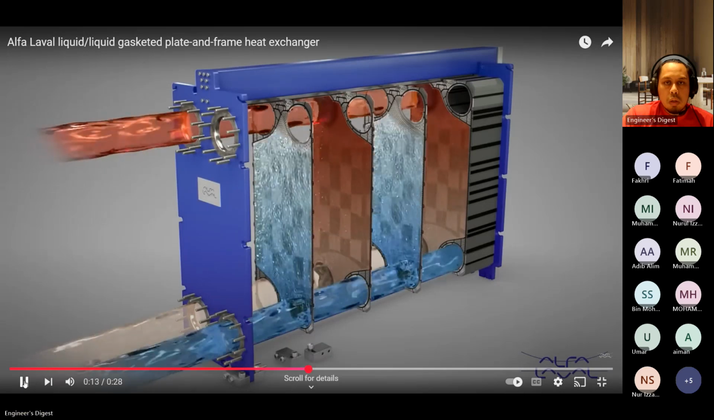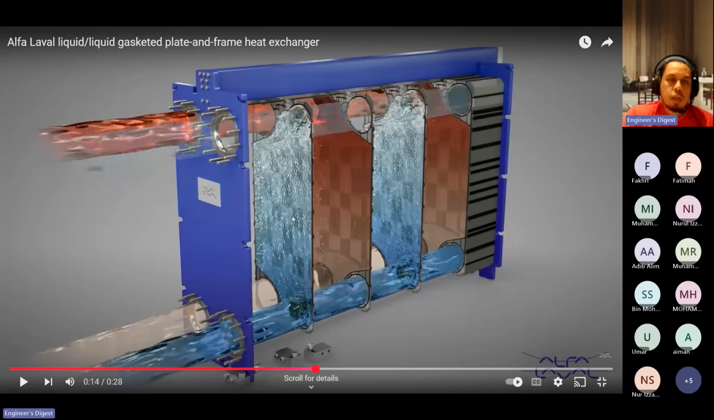Okay, so this is on the other side. From the other side, you can see it goes from here. From the other side of the plate, the back side will be the hot one, and the other side will be the cold one. So this cold one, you can see it is directed upward, and it will not mix with the hot flow here because of this gasket. So this gasket condition is very important. You cannot have a broken gasket.